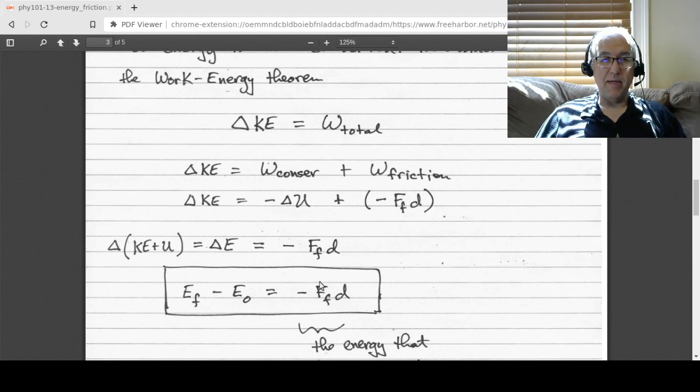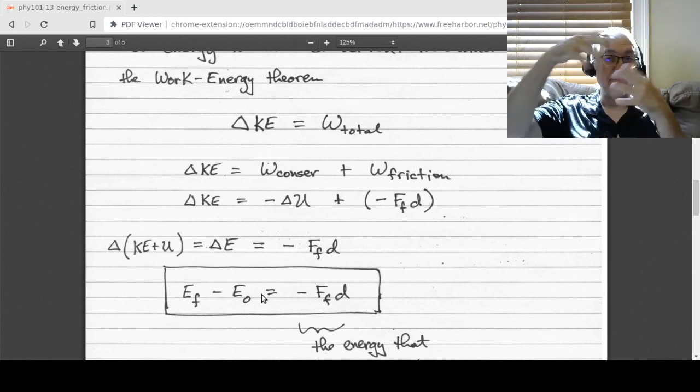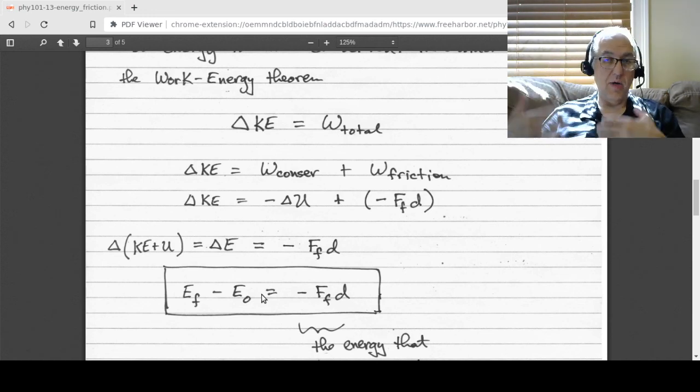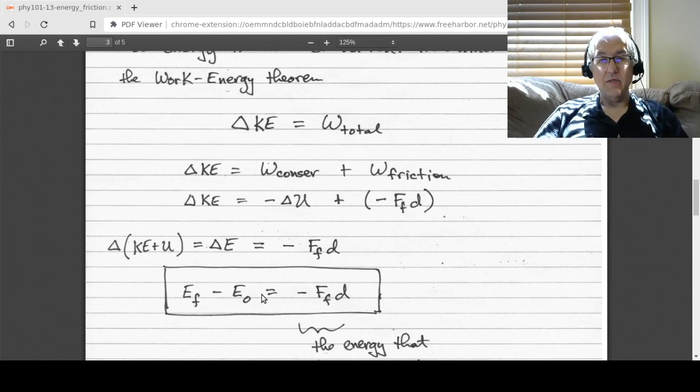But notice now that because the right-hand side is a negative number, that means your final energy has got to be less than your initial energy. So you start off with energy, say 100 joules, and then as the friction bleeds away that energy into heat, that 100 joules will become like 90, then 80, then 70, then 60, and so on, and the energy slowly disappears as heat.